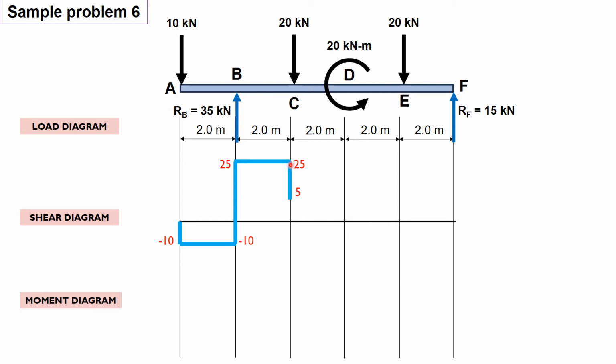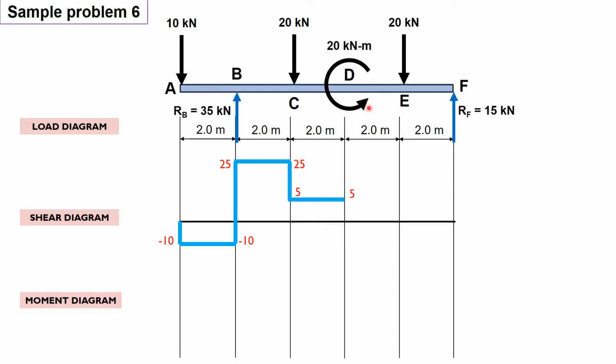Ibig sabihin, itong ordinate na to, or itong line na to, ay nagre-represent dito sa 20 na ibinawas mo dito sa 25. Kaya yung 5 na to ay mula dito hanggang doon. So, from C to D, walang ibang loads dito. Kaya ang shear diagram mo is horizontal also. So that this ordinate is still positive 5.